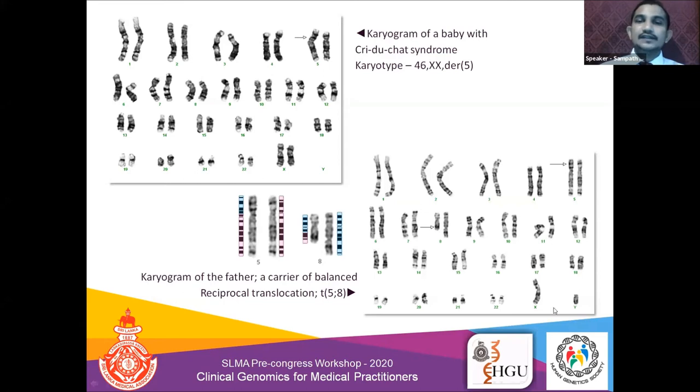As you see in this case, where the father has a translocation between chromosome 5 and chromosome 8. So as a result, the derivative chromosome 5 lacks a part of the short arm of chromosome 5, which is inherited by the child, leading to this syndrome.